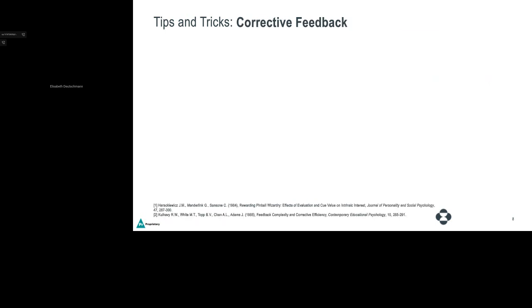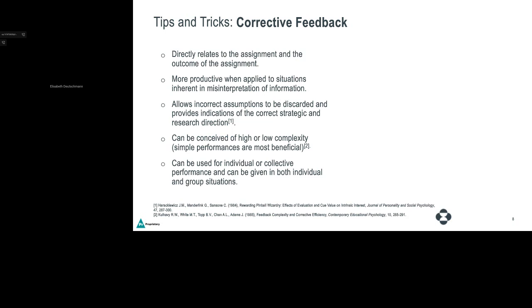The next tip and trick is corrective feedback. Corrective feedback directly relates to the assignment and the outcome of the assignment. It is most productive when it applies to situations inherent in misinterpretation of the information rather than the lack of information in the first place. And corrective feedback allows incorrect assumptions to be discarded and provides indications of the correct strategic and research direction.